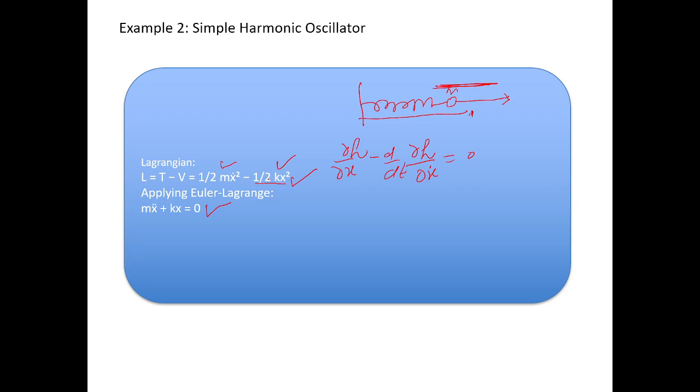Differentiating this with respect to x, we get kx, but with a negative sign. Then I will differentiate the Lagrangian with respect to x dot. From here we get m x dot, and differentiating it again with respect to time, this is m x double dot. So this is minus kx minus m x double dot equal to 0, and dividing by the minus sign on both sides, we get the Euler-Lagrange equation for the spring mass system.